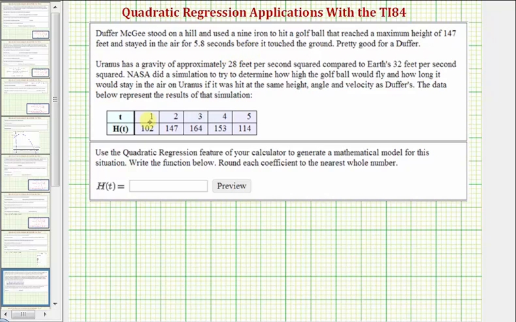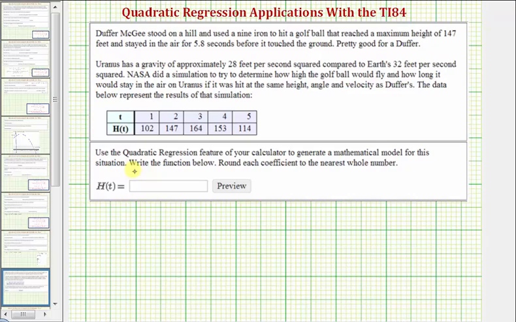In this example, we're given some data based upon hitting a golf ball on the planet Uranus. Notice how we're given 5 times and the corresponding heights at that time. Uranus has a gravity of approximately 28 feet per second squared compared to Earth's 32 feet per second squared.